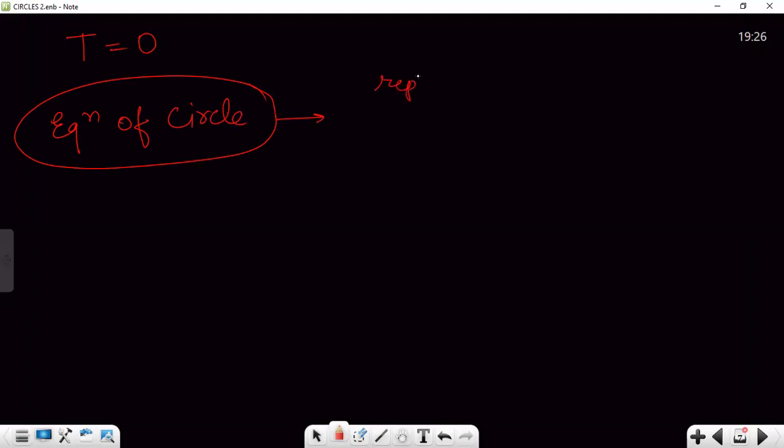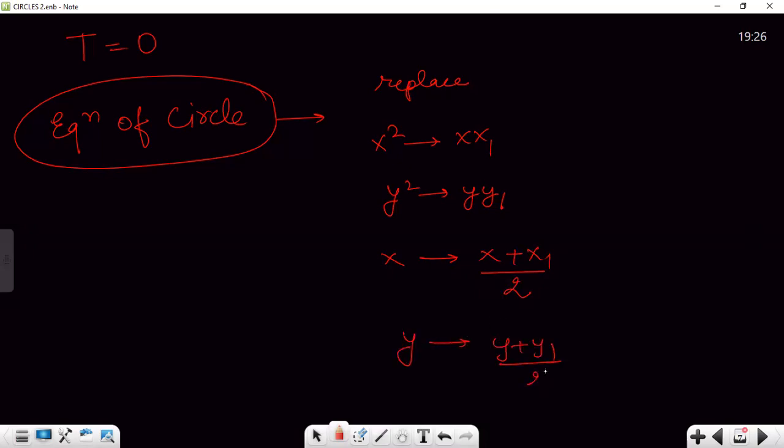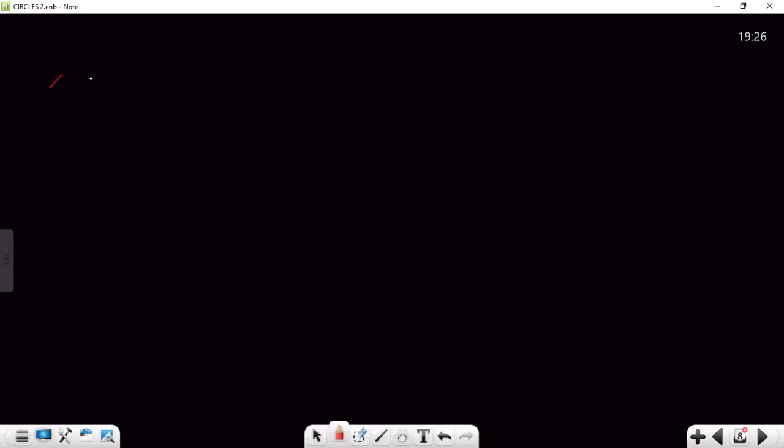Replace x square with x1, y square with y1, x with (x plus x1) by 2, and y with (y plus y1) divided by 2. And the constant remains unchanged. So let's take an example. If the equation of circle is given like this, x square plus y square plus 2gx plus 2fy plus c is equals to 0.